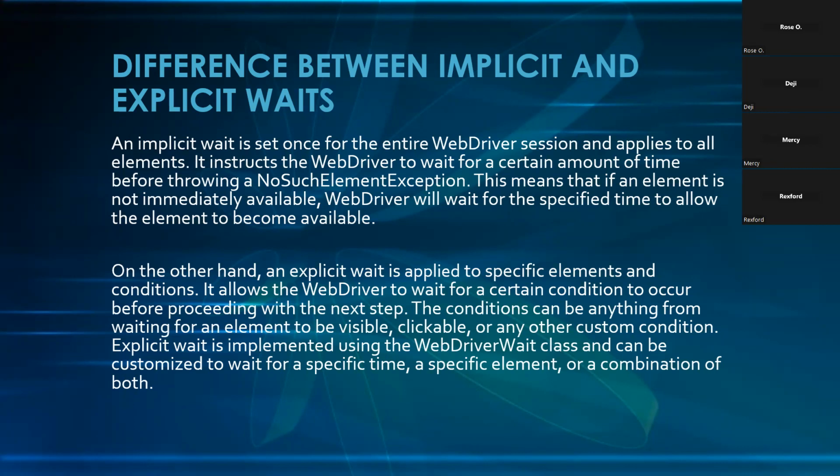On the other hand, an explicit wait is applied to a specific element and conditions. It allows the WebDriver to wait for a certain condition to occur before proceeding to the next step. The condition can be anything from waiting for an element to be visible, for it to be clickable, or any other custom condition. So explicit wait is implemented using the WebDriverWait class and can be customized to wait for a specific time or a specific element or a combination of both. So this is the main difference between implicit and explicit wait.